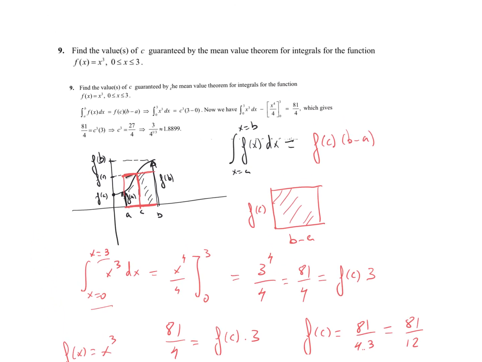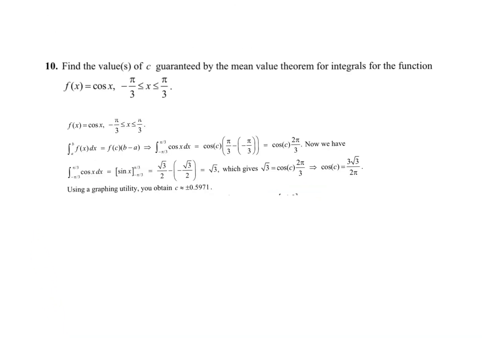Okay, and the problem is done. Let's go to the last one. The last one says, find the value c that is guaranteed by the mean value theorem. I'm not going to do it, but it's done here, so please check it and let me know if you understand. Good luck.